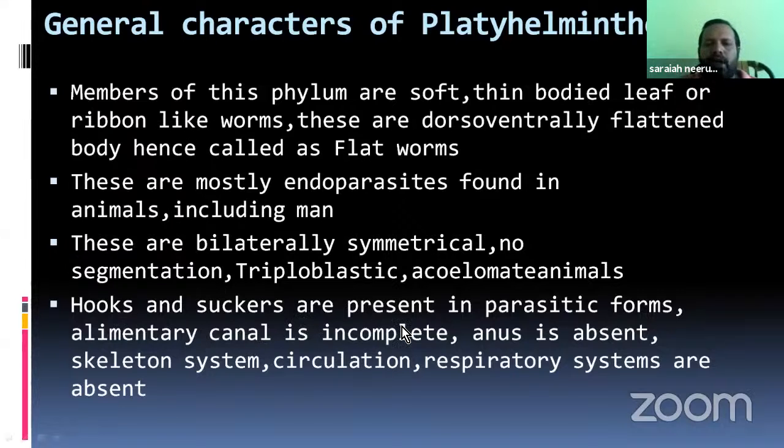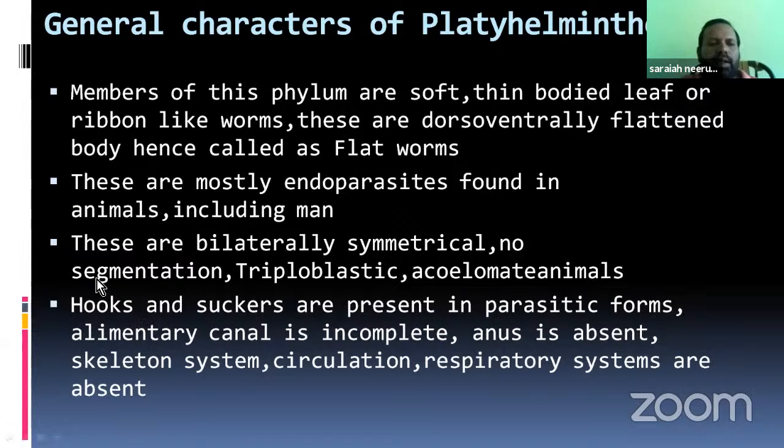Next, hooks and suckers are present in parasitic forms. So these are the endoparasites. The flatworms are endoparasites. That's why the mouth region consists of hooks and suckers. So hooks and suckers are the organs located in the mouth region. They are used for attachment to the host body, the intestine and other parts of the body. They attach and suck digestive food materials and blood and other materials easily.